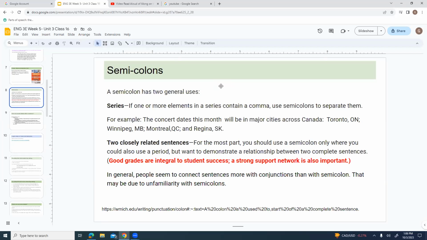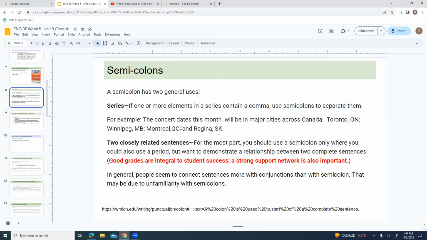There's a colon to present the material. Toronto, comma, Ontario, semicolon. Winnipeg, comma, Manitoba, semicolon. Montreal, comma, Quebec, semicolon. And Regina, Saskatoon. Now, obviously, if you're really talking, you wouldn't say the punctuation. I'm saying it to make it clear, also because I know we do have some radio customers and I want to make sure they know what I'm talking about.